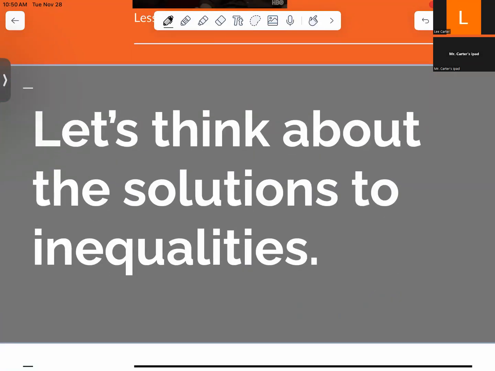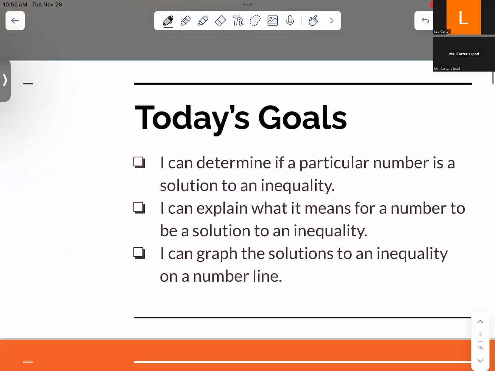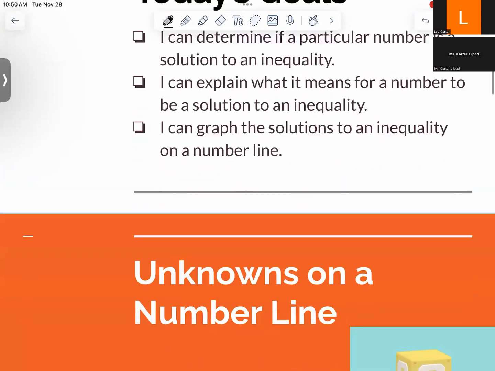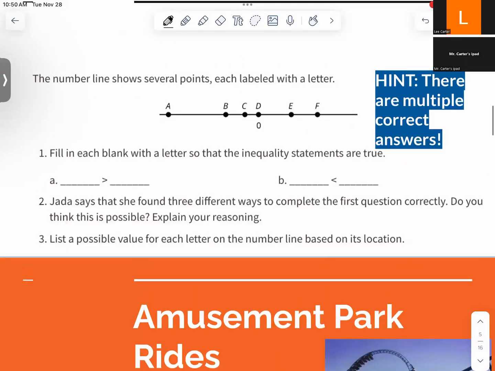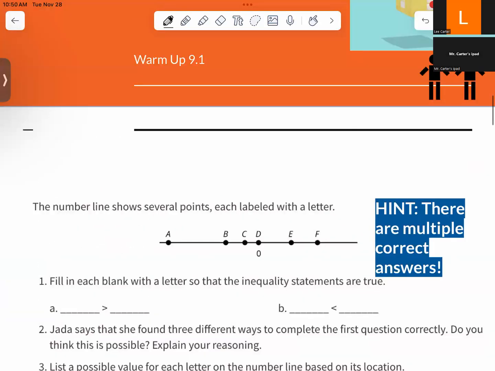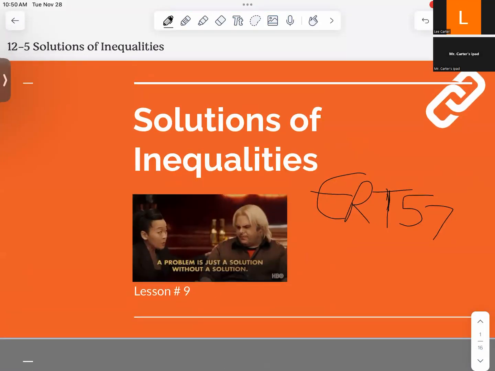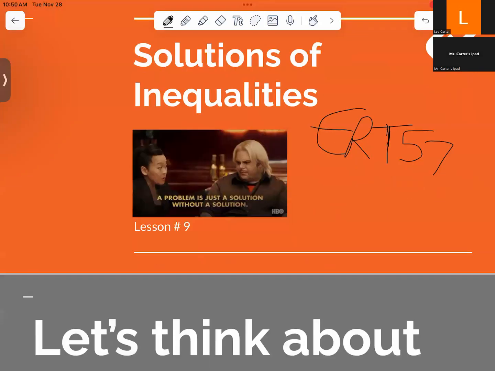All right. So today we're working on the solutions to inequalities and determining if a particular number is a solution to an inequality, explaining what it means for a number to be a solution to an inequality, and graphing solutions to inequalities on a number line. Okay. All right. So the first one here, and I put a code on here. It's also on Canvas everywhere too. ERT57 to get on this Nearpod. So make sure you're on there as you're doing this.